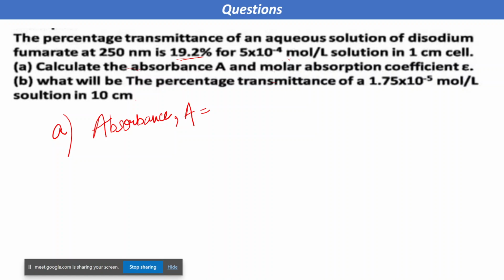2 minus log T. 2 minus log T, okay. But do you know the transmittance value? It is percent transmittance. 0.192. The absorbance comes out to 0.194. It's wrong. And the transmittance would be 0.192. Okay. Just tell me what will be the value of absorbance.